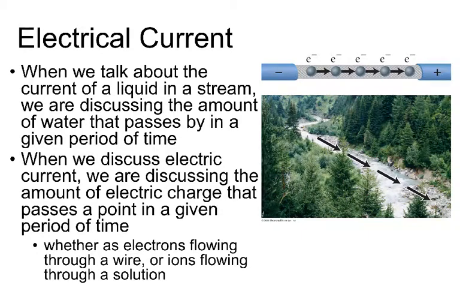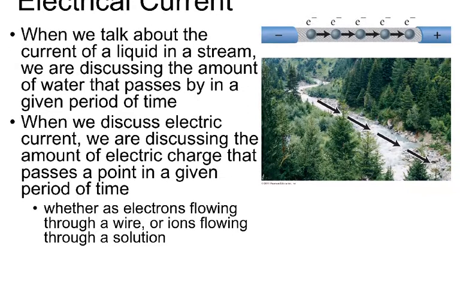All right, now let's get more into the electricity part of electrochemistry. First, we're going to talk about electrical current. We can correlate electrical current to current of liquid in a stream. So if we're looking, say, at this lovely river here, and we're talking about the current, we're talking about how much water passes by in a given period of time.